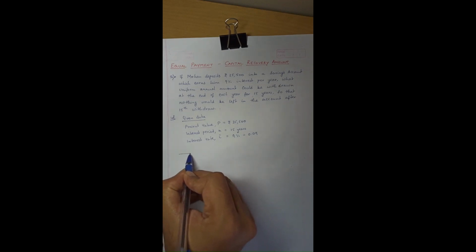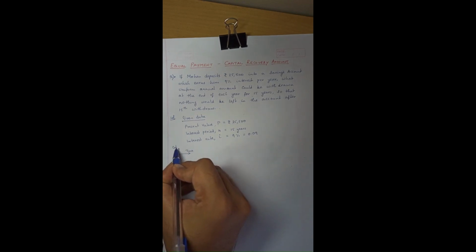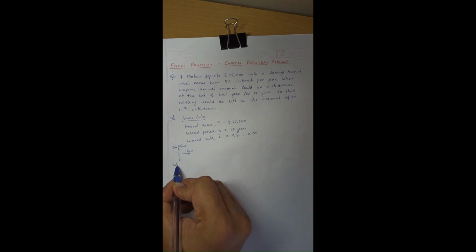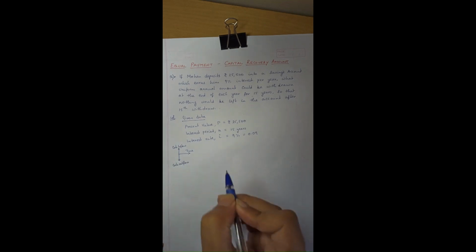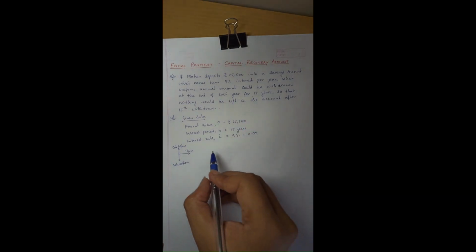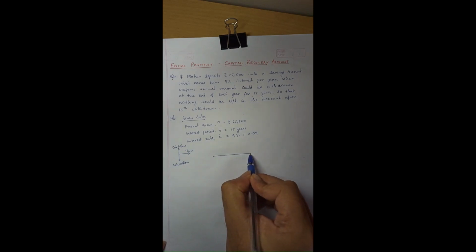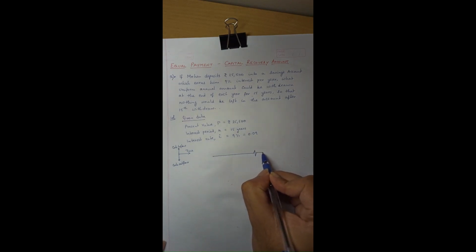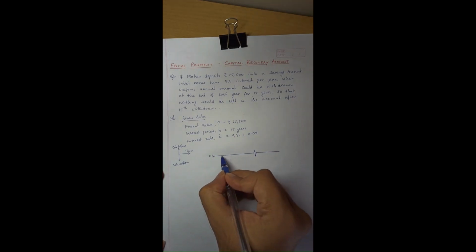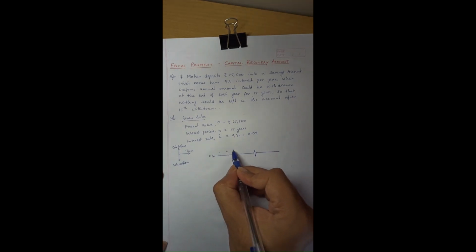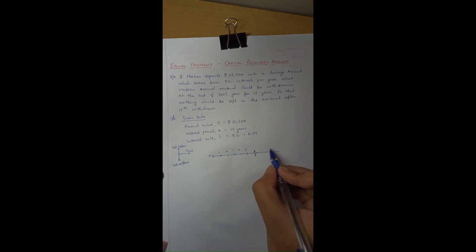Now we'll draw the cash flow diagram for this particular situation. So you have the time scale and you have cash inflow and cash outflow. So it is for 15 years. So I'll draw the time scale first. Starting with 0, 1, 2, 3, 4, 5. This is 13, 14 and 15.